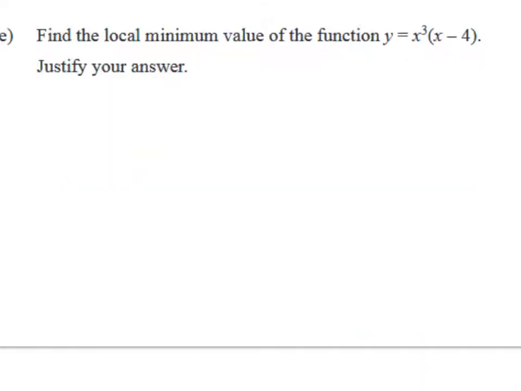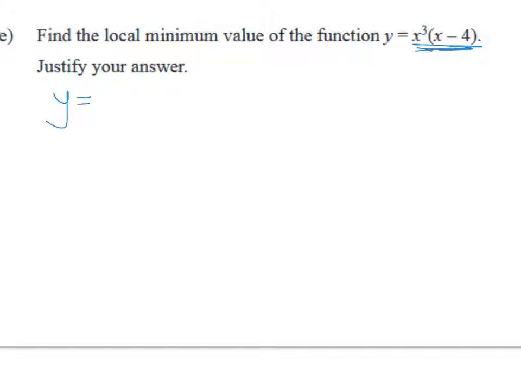Alright, next question, also an excellence one. Find the local minimum value of the function y equals x cubed times x minus 4. The first thing we're going to do is fix up this expression by expanding out this side here, and then we're going to differentiate. To find a turning point, we set the first derivative equal to 0, and then we investigate to see what type of turning point it is. So let's get on with it.